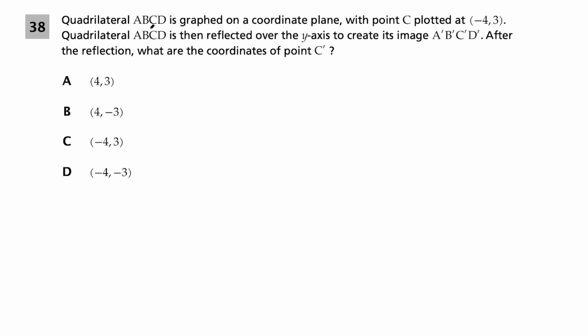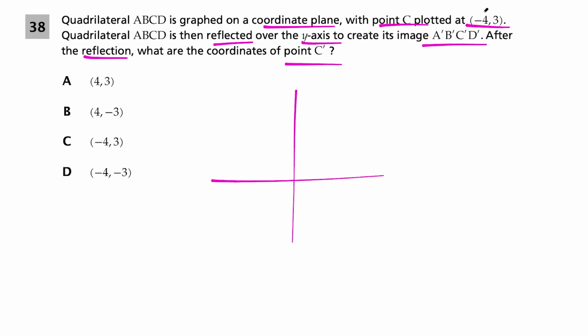So question 38, we have quadrilateral ABCD graphed on the coordinate plane with point C located at -4, 3. And we're told that we're reflecting this quadrilateral over the y-axis to create the image A prime, B prime, C prime, D prime. After the reflection, what are the coordinates of point C prime? For this one, if you have the formula memorized, just know that when you take the point -4, 3 and reflect it over the y-axis, you just change the sign of the x. So we would change this from negative to positive, and this would match up with choice A.